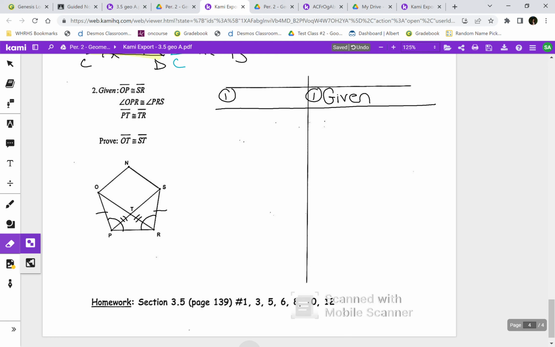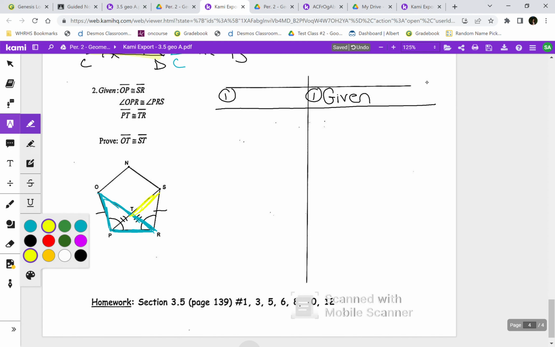All right, so now let's prove a different pair of triangles. Even if it's not ideal, any triangles that we can get congruent. Does anybody see a pair of triangles that we can potentially get congruent? Aaron. Triangle OPR and triangle SRP. You got it. Triangle OPR, which I'm highlighting in blue, and triangle SRP, which I'm highlighting in yellow. I'm going to redraw them.